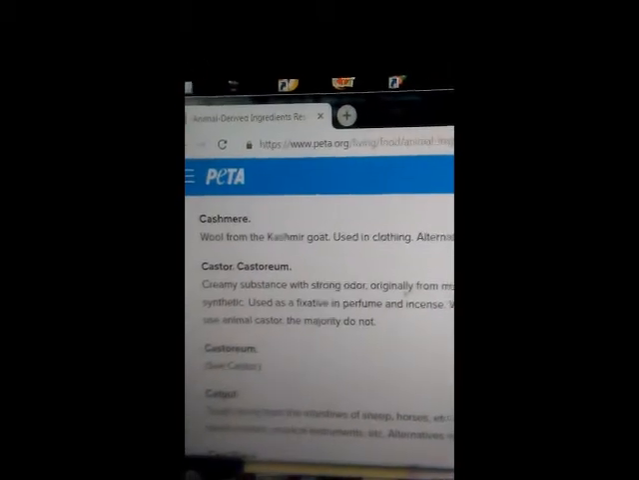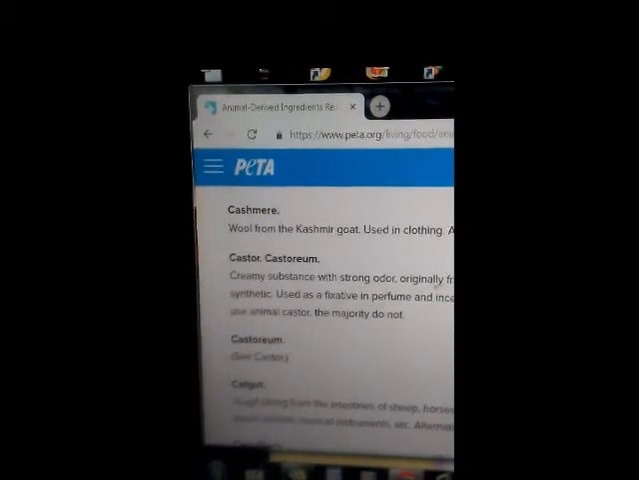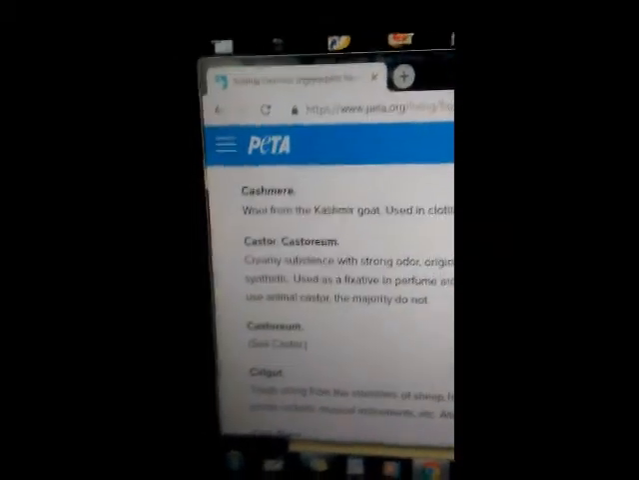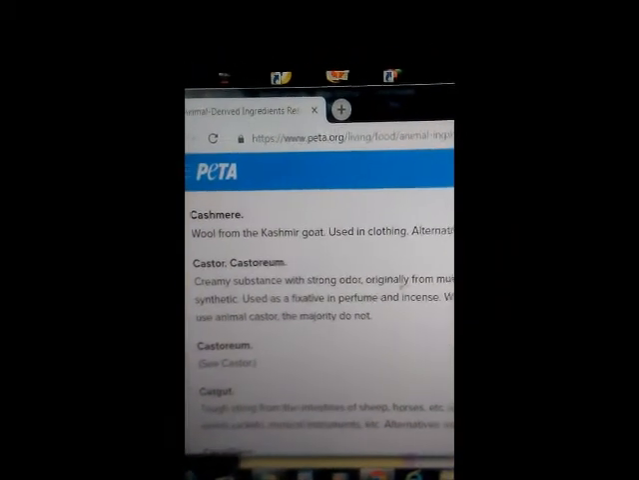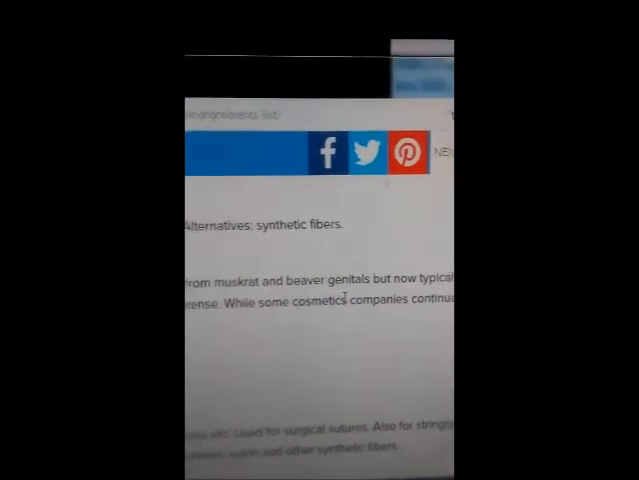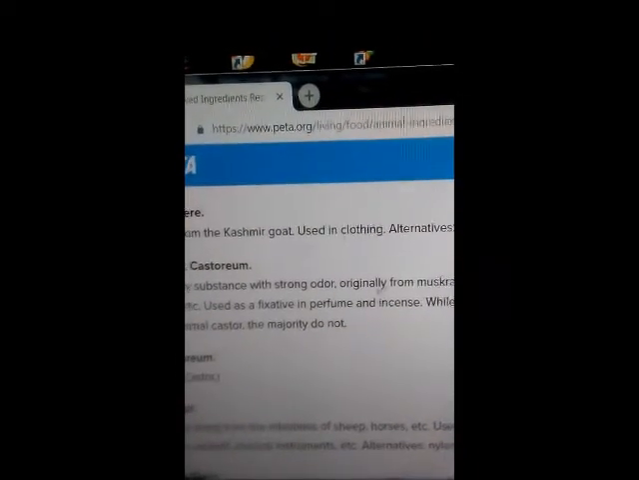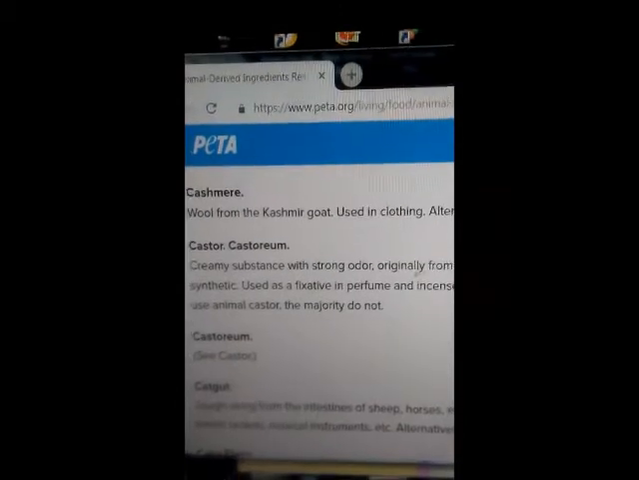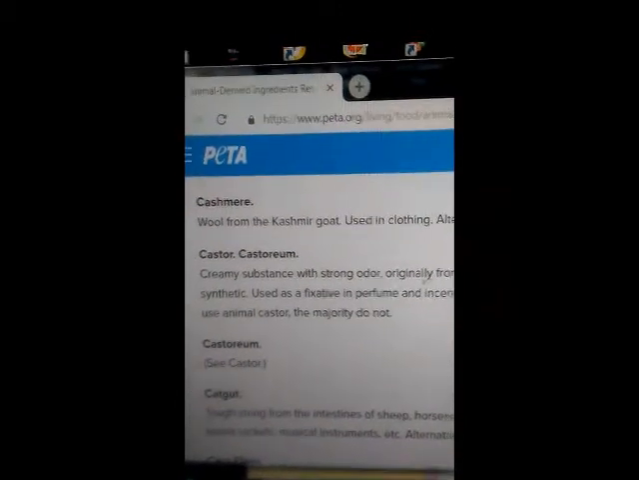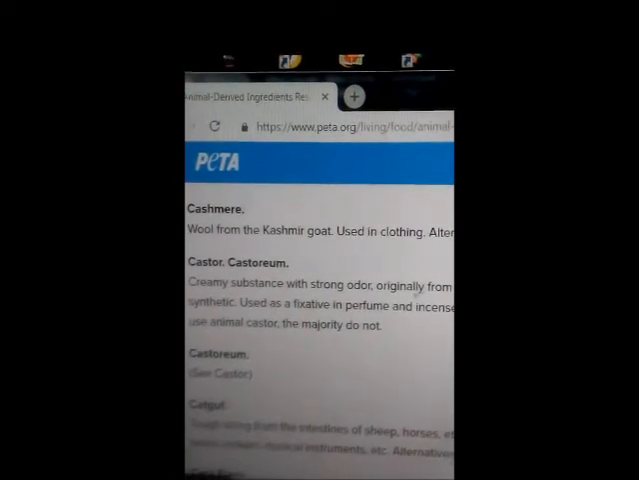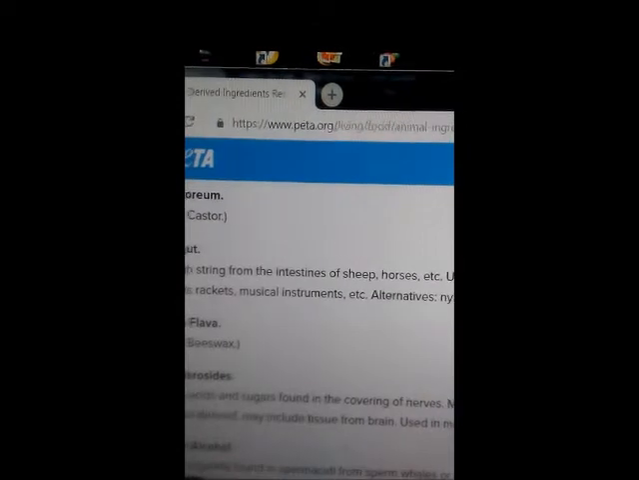Okay, I'm going to scroll down some more, a lot more. Let's see. Okay, you've got castor, not castor oil, but castoreum. A creamy substance with a strong odor, originally from muskrat and beaver genitals, but now typically synthetic. Call the manufacturer of your product to make sure which one is which. Used as a fixative in perfume and incense. While some cosmetic companies continue to use animal castoreum, the majority do not. So be aware of that.